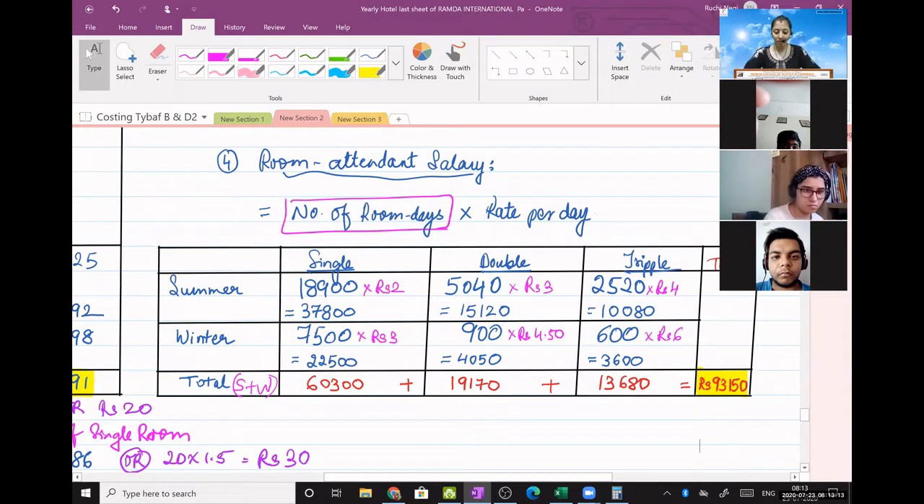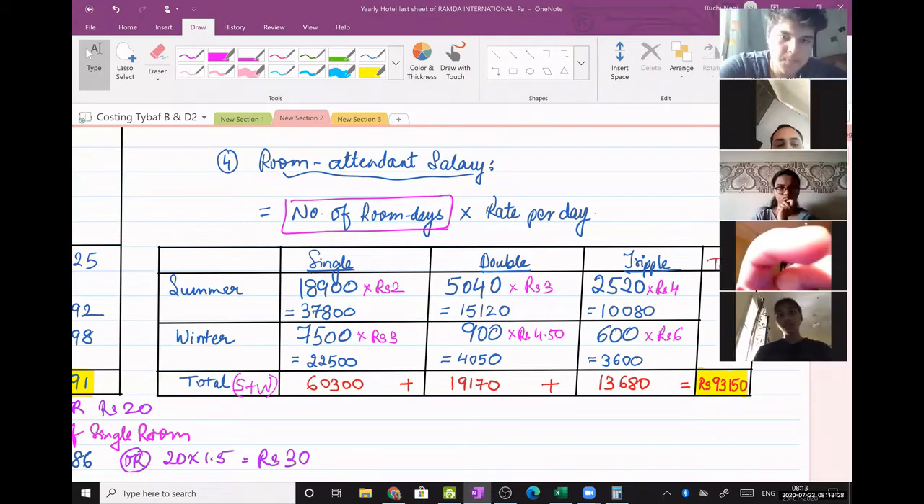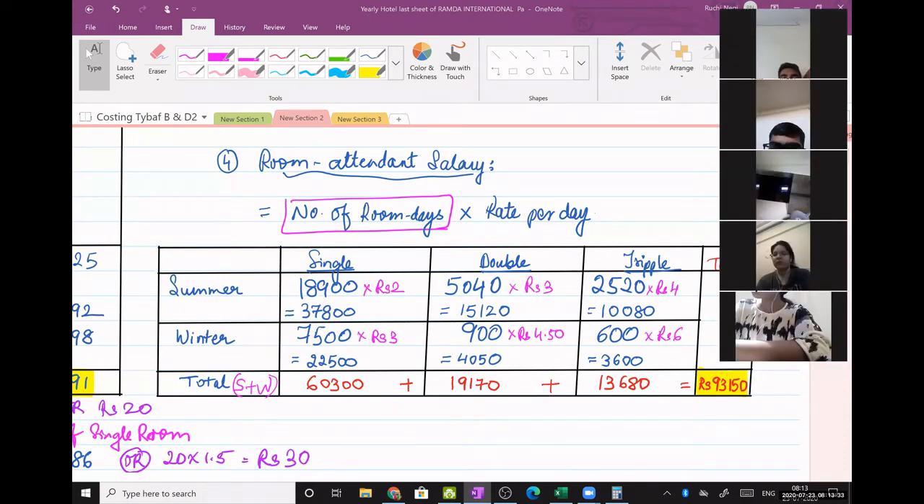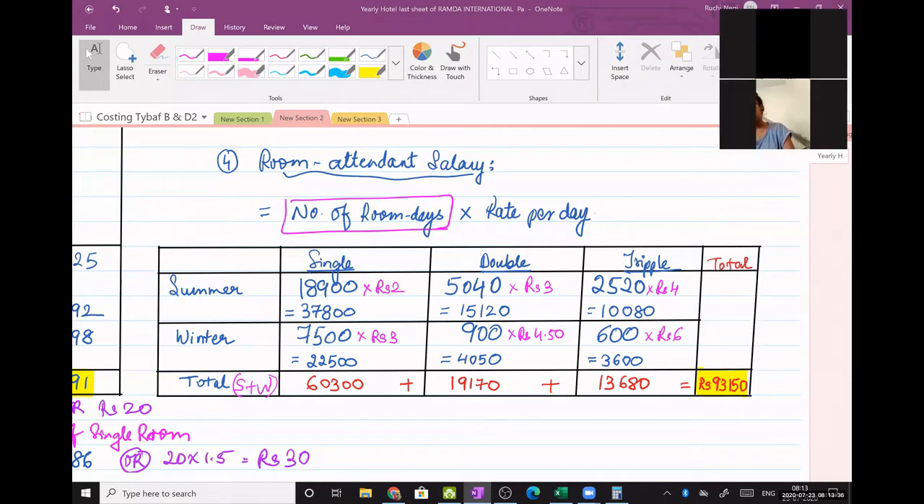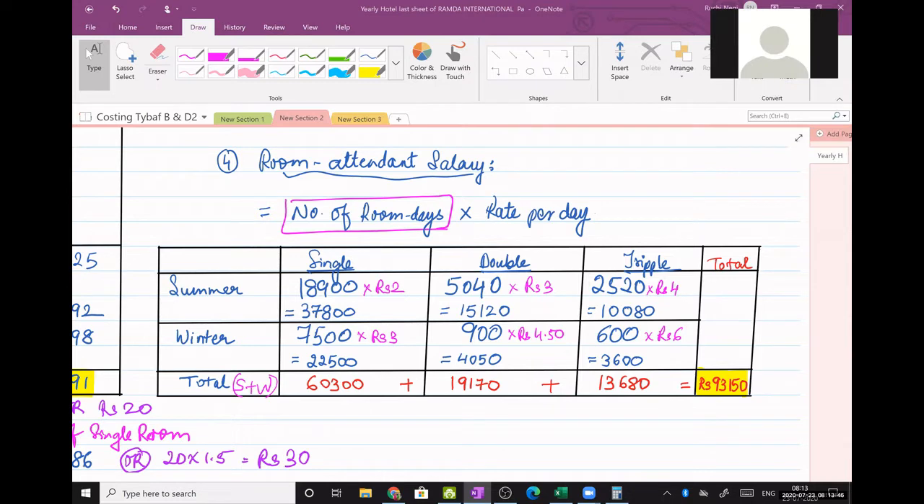Clear till here? Acknowledge in the chat box. Is working note number 4 clear to everyone? Acknowledge it in the chat box. Okay, fine, great.